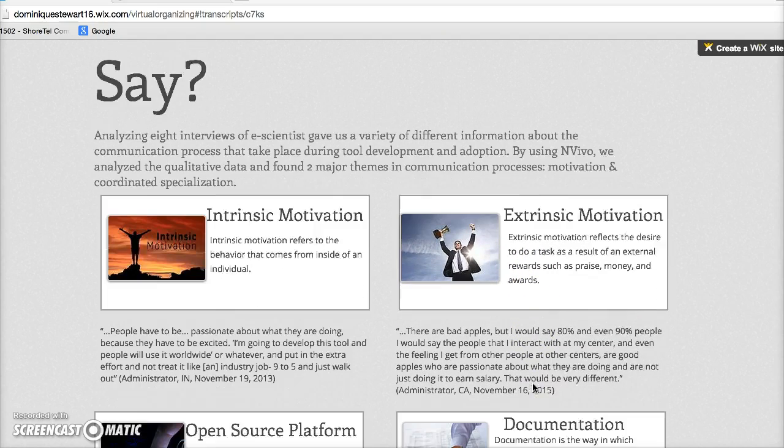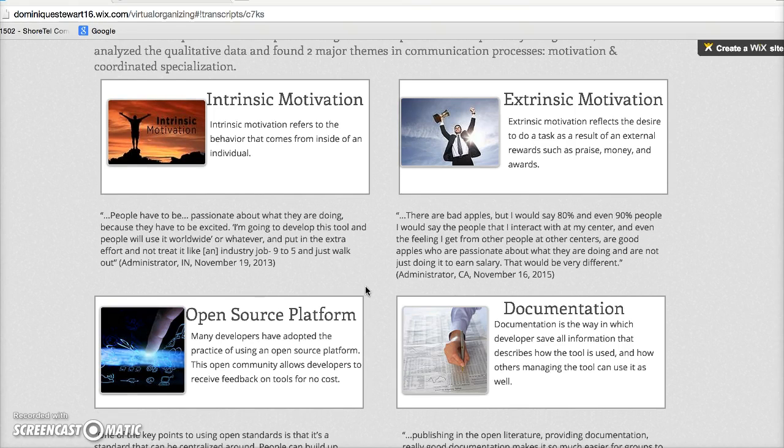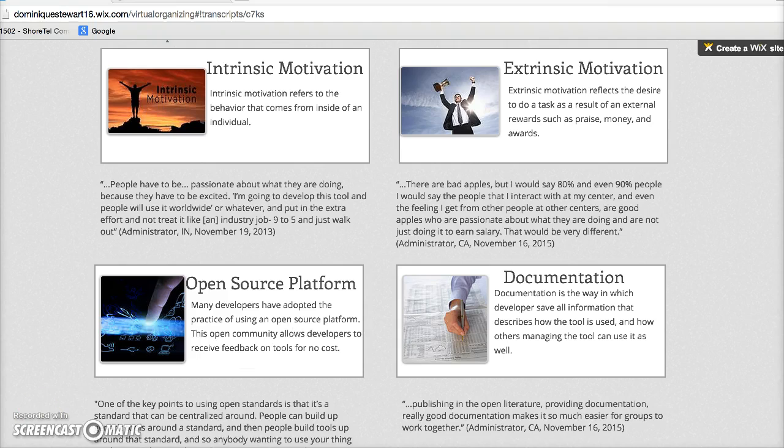So let's look at intrinsic motivation. People have to be passionate about what they are doing because they have to be excited. I'm going to develop this new tool and people will use it worldwide or whatever, and put extra effort and not treat it like an industry job, 9 to 5 and just walk out. Intrinsic motivation refers to the behavior that comes from inside of an individual. Self-fulfillment and the pursuit of knowledge are 2 examples of intrinsic motivation. In this quote, the researcher differentiates the motives of intrinsic and extrinsic tool development.